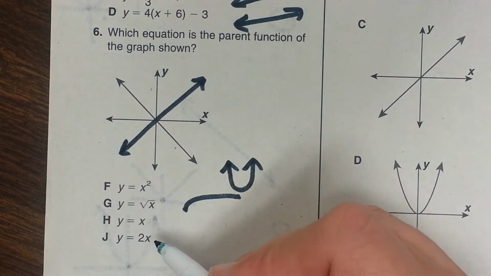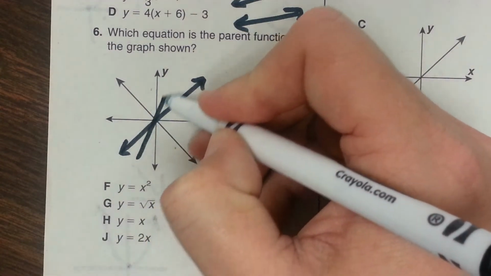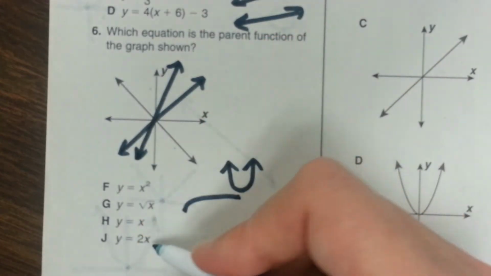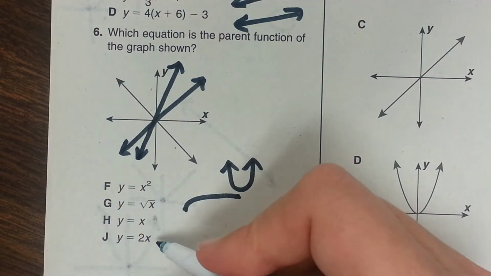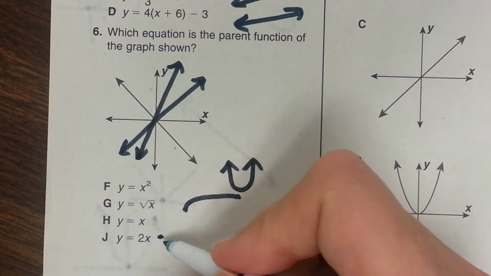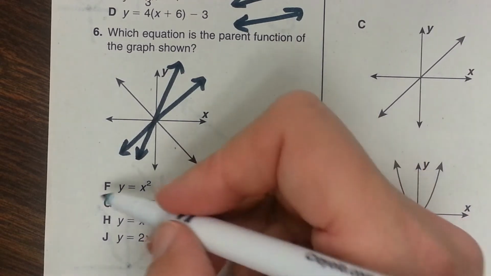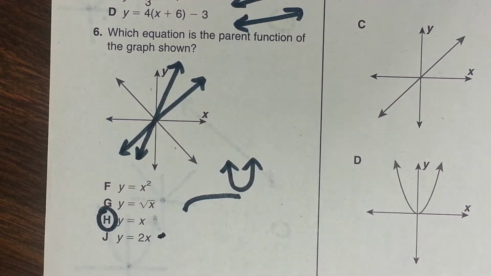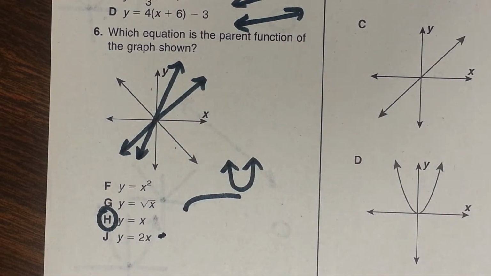And y equals 2x. This is also a line. It's actually a steeper line. It runs up something like this. But it's not the parent function. So they're trying to throw you off by having you pick a line. I mean, this is a line, but it's not the parent function of a line. So we're going to choose answer choice H.